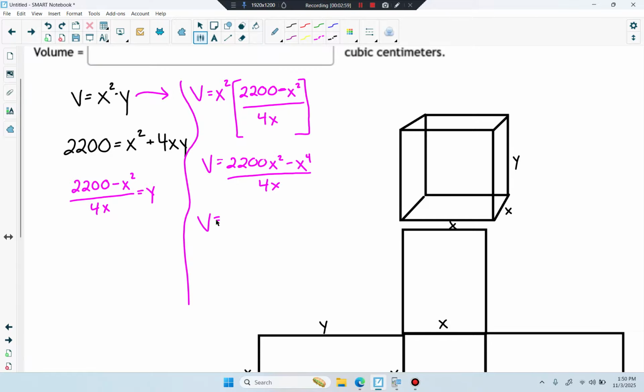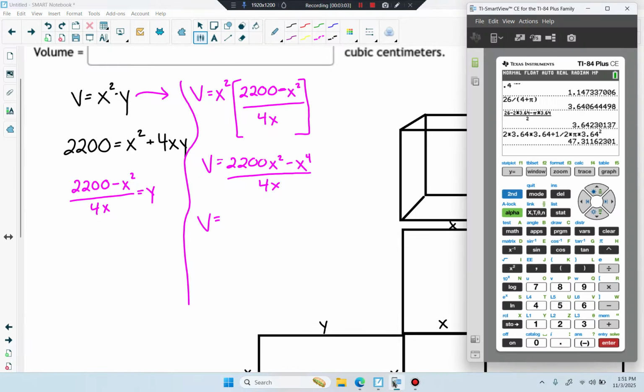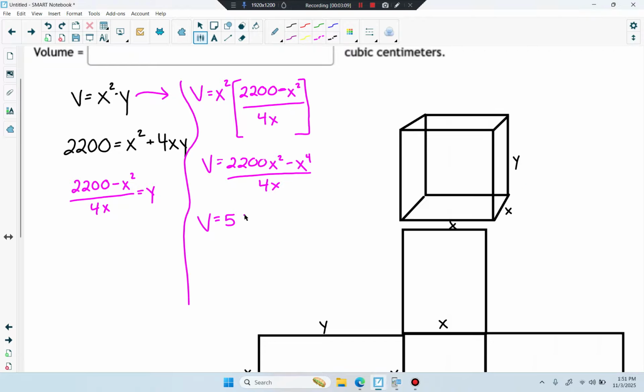Okay, this can break down into two different fractions. So I do 2,200 divided by 4. That's 550. I should have known that. 550, x squared divided by x, I'm left with x. Minus 1/4, x to the fourth divided by x, I'm left with x cubed. I just split it up into two fractions. So now I can take the derivative.